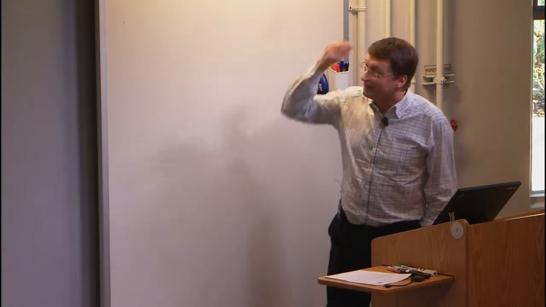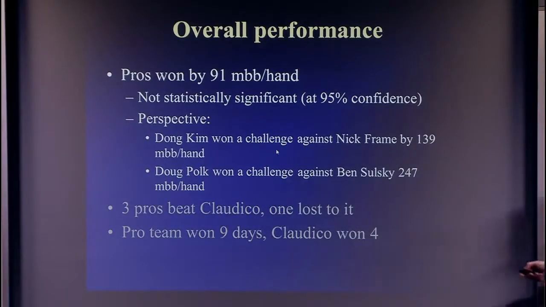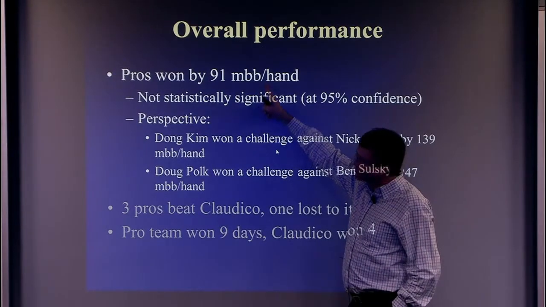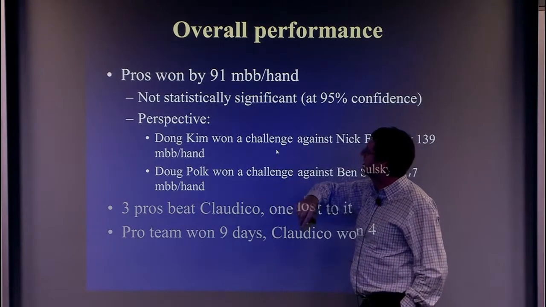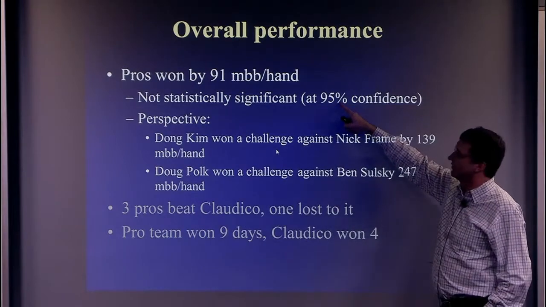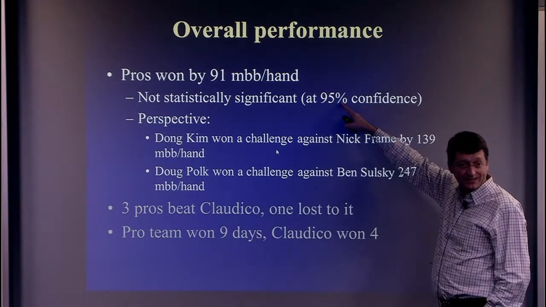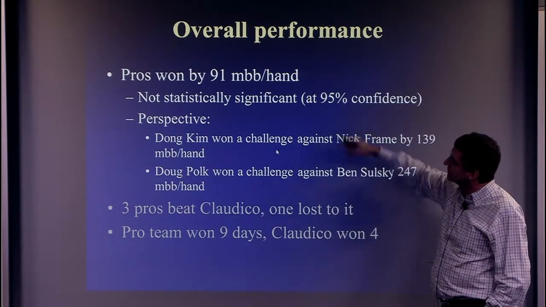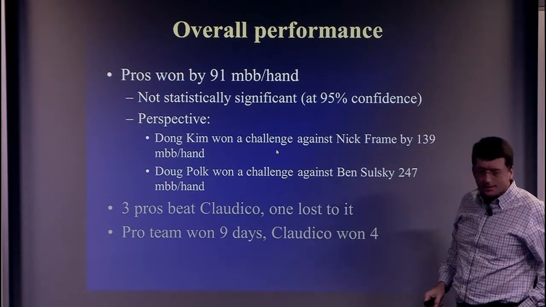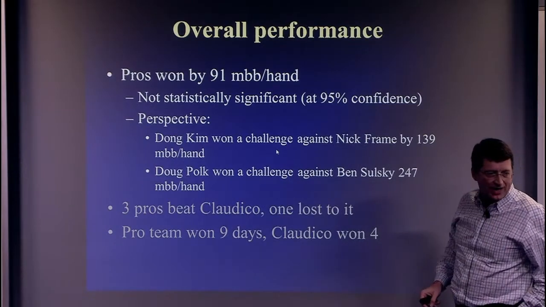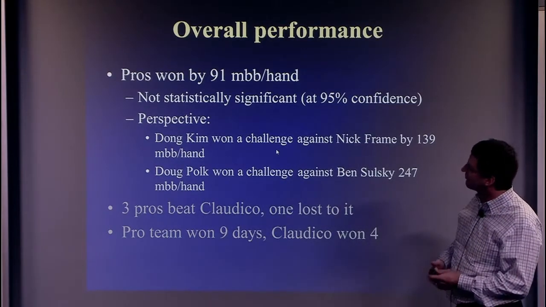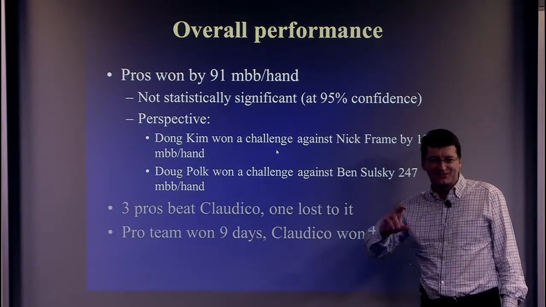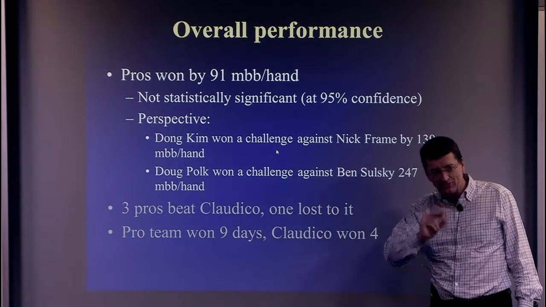All right, how did we do? Well, the pros won overall by 91 milli big blinds per hand. This is so close that it's not statistically significant at the 95% confidence level, even after those 80,000 hands. And 95% is what we use in the annual computer poker competition. What is MBB? Milli big blinds per hand: one thousandth of a big blind, and a big blind is twice the amount of the smallest increment you can bet.